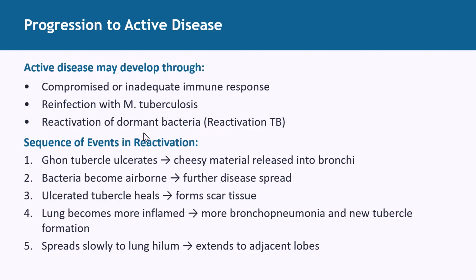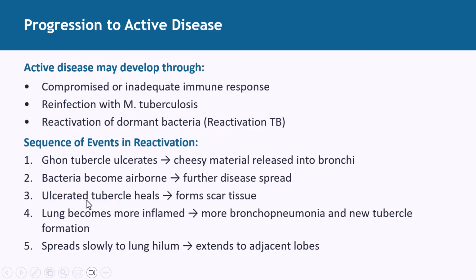Third, through spontaneous reactivation of dormant bacteria. This is called reactivation TB or adult type progressive TB. When the Ghon tubercle ulcerates, the cheesy caseous material is released directly into the bronchi. These bacteria now have access to the airway. They become airborne and can be inhaled by others.